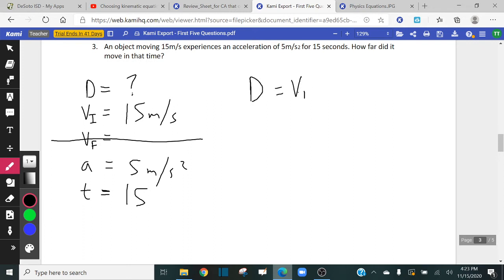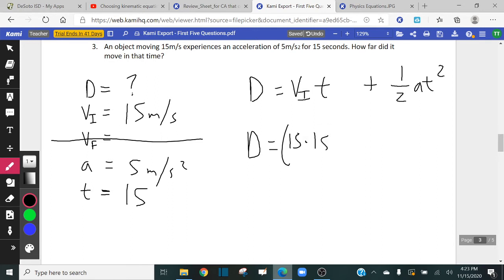So displacement is equal to initial velocity times t plus 1/2 at squared. Okay. So displacement is what we're looking for. We're given the initial velocity, which is 15. The time is 15 seconds. That's what they told us in the problem.